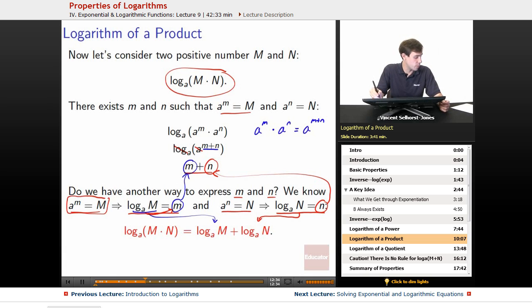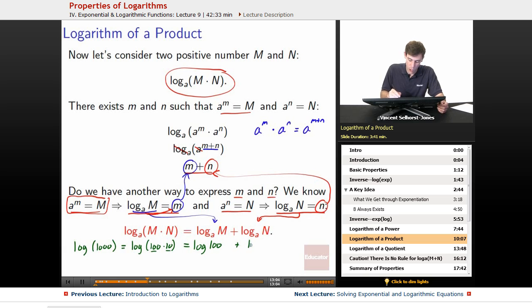Let's look at an example to help clarify this. So we could look at log base 10. We'll write it as just log, since the common log can be expressed as just log. So log of 1,000. We could write it, if we felt like it, as log of 100 times 10. And then by this rule that we have here, we could split it. We've got a product, 100 and 10, so we can split it into log of 100 plus the log of 10.